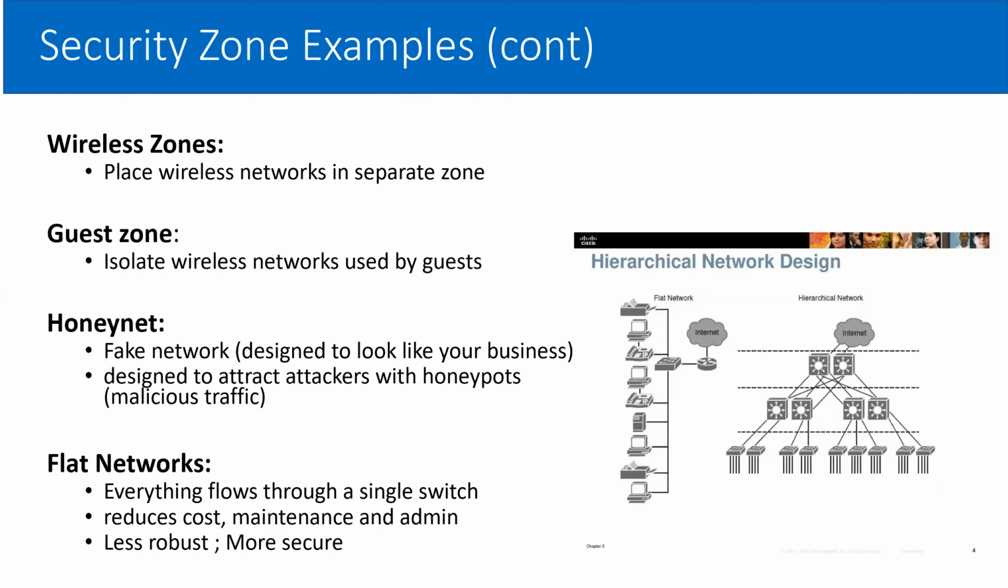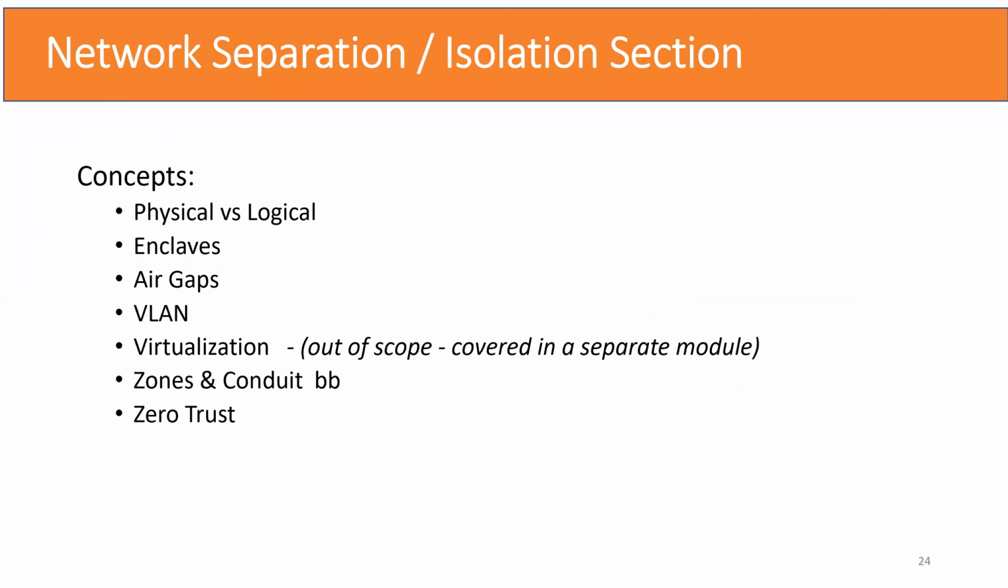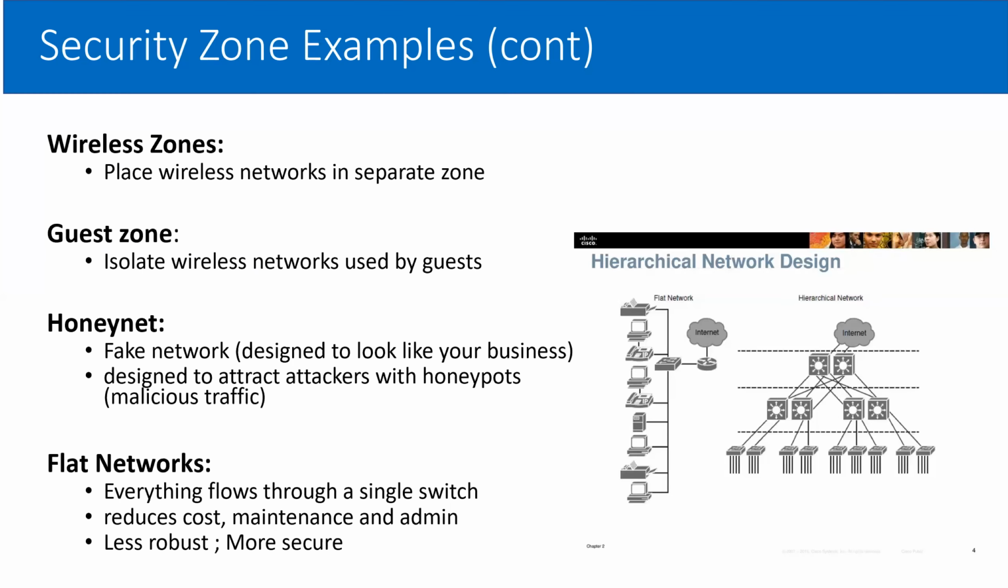And then a flat network. I think we have a chart on that. No, we don't. That's where instead of having multiple entry and exit points, everything goes through a single switch or access point. So you funnel all your traffic through, if you will, a single path as it goes in and out of your network.